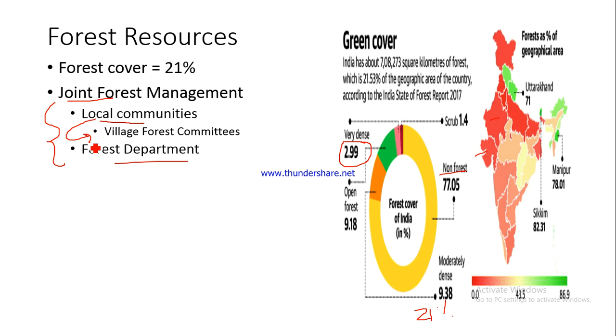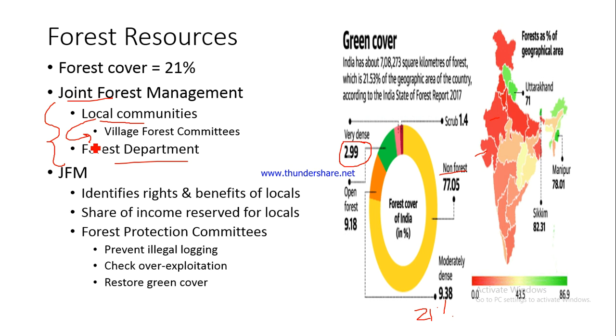So for example, the people who are staying in the village, who are the inhabitants of the village near a particular forest, would be asked to form a village forest committee. So this is what we mean by joint forest management. Both the local communities as well as the forest department would jointly manage the forest, would jointly protect the forest, and would jointly try to expand the forest area.